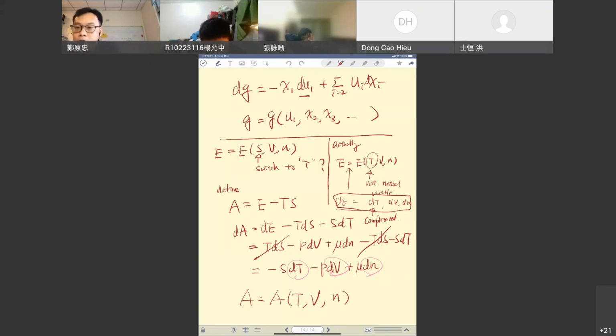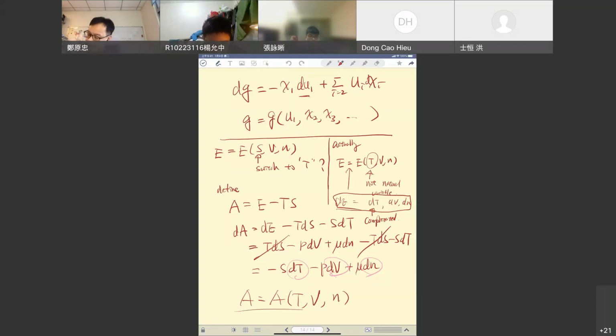If you are working experimentally, you control temperature. So do not say that, okay, now S, V, N are the natural variables of E, so energy does not depend on temperature. No, that's not true. Of course, energy depends on temperature. Of course, T, V, N determines energy. It's just the process will be very complicated.